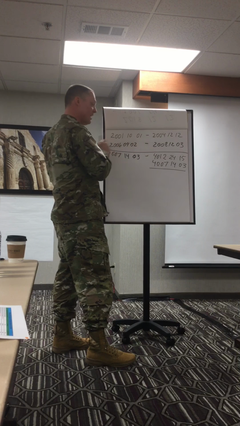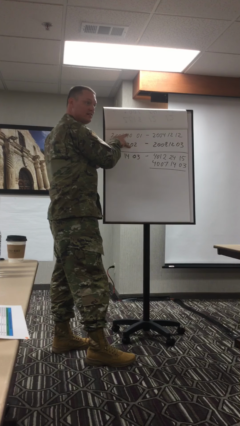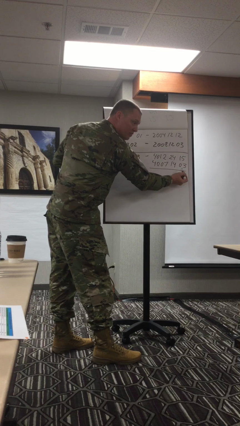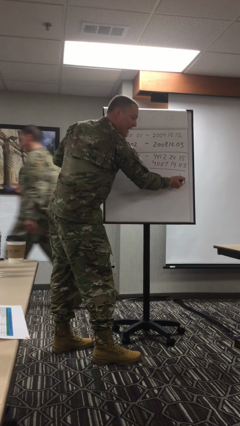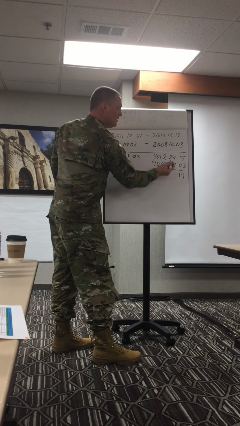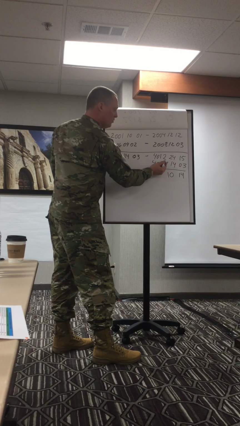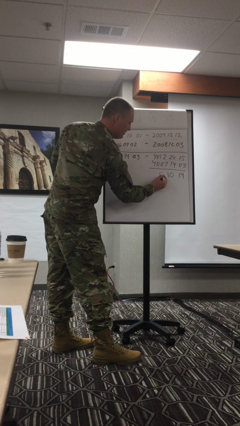Okay? Because remember, every time you subtract a date from a date, you gotta add 1. We did it twice. 15 minus 3 is 12. Add 2, 14. 24 minus 14, 10. 12 minus 7, 5 years.